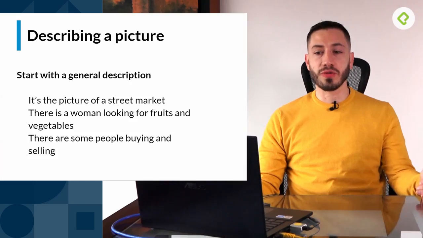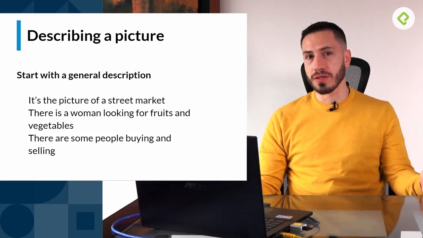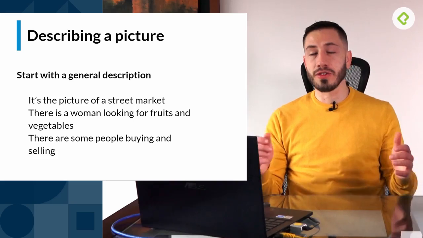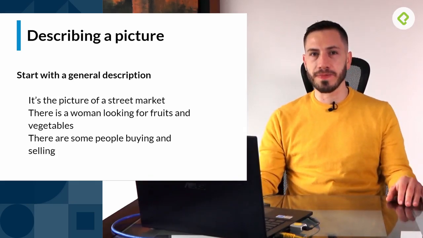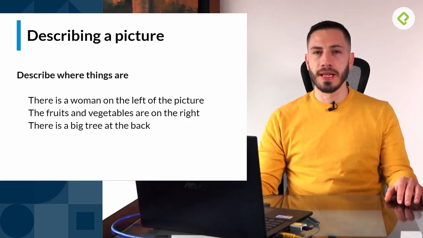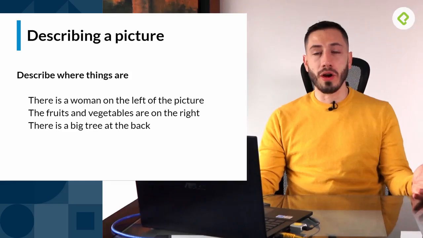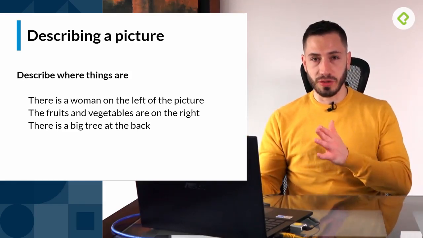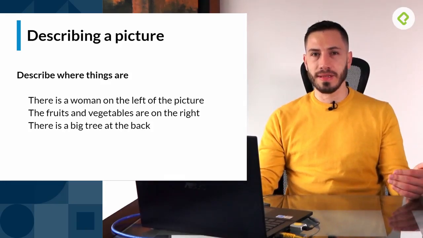Let's start with a general description. This is a picture of a street market. There is a woman looking for fruits and vegetables. Maybe there is something she wants to buy. And there are some people selling and some people buying. Did you see all these? Very good. Let's now describe where things are. There is a woman on the left of the picture. The fruits and vegetables are to the right, and there is a very big tree at the back. Did you get to see the tree?